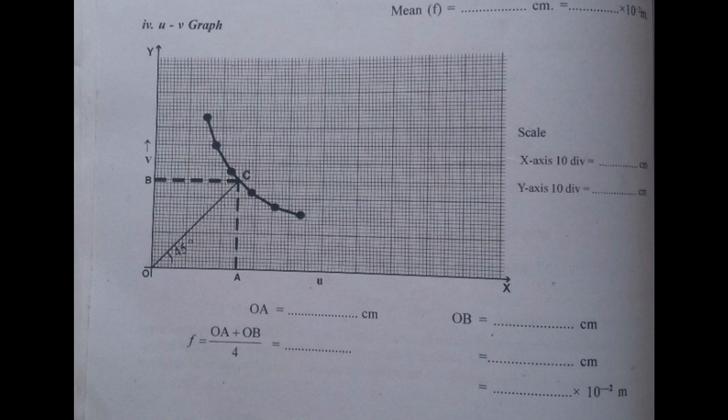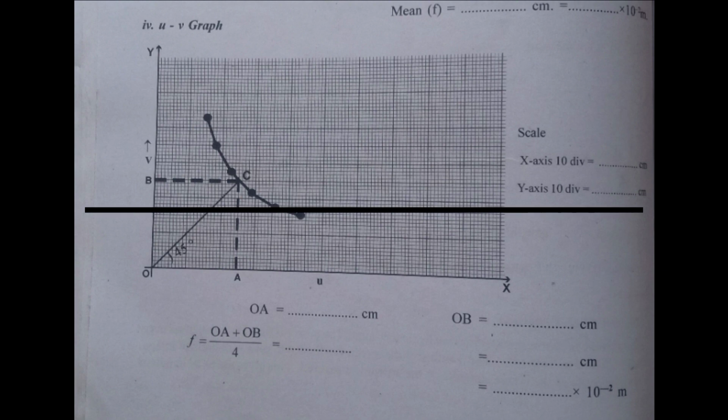After that, you have to draw BC and AC, and also measure the values of OA and OB. Then we can calculate the focal length by using the equation (OA plus OB) by 4. So that will be the focal length of the concave mirror.